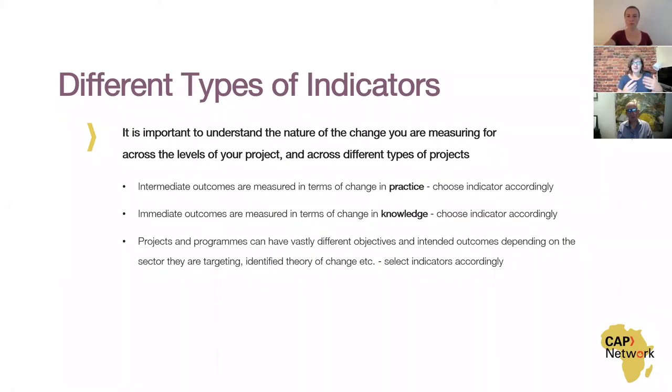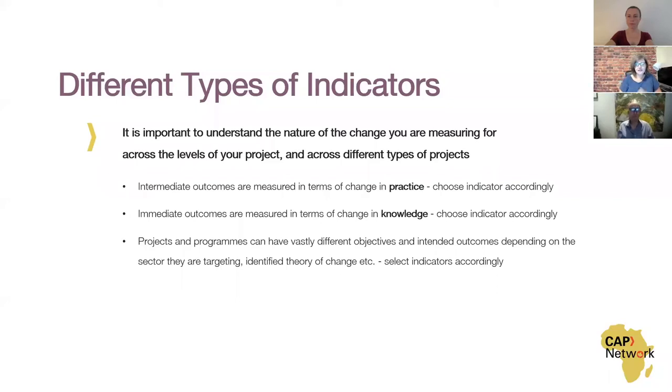So there are different types of indicators, and this goes to the question that was asked about what we mean by outcomes and the different levels of outcomes. Your indicators are going to look different depending on which kind of outcome they're connected to. An indicator connected to an intermediate outcome is going to be measured in terms of change in practice. So this is a behavior level change, and the indicator needs to be measuring that change in how people are behaving, their practice, how they're living their lives at that level of impact.